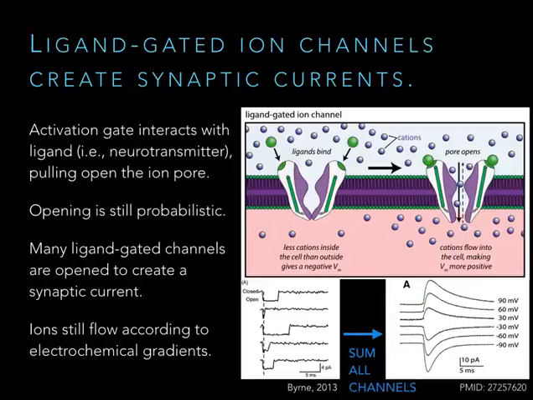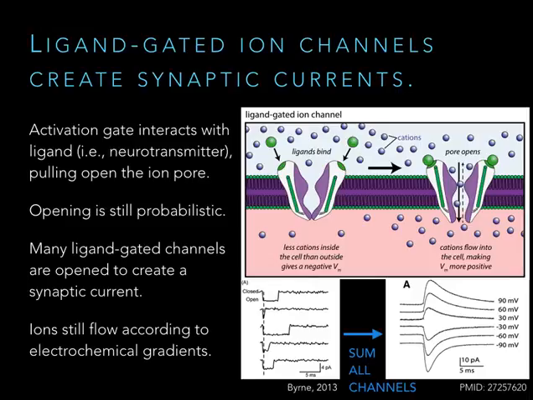Now, of course, there's ligand gating. Okay, the activation gate can be triggered by the binding of ligands. And that's all neurotransmitters are. They're just little chemicals that come and bind to receptors. And when they do that, that essentially pulls open the ion pore. Now remember, it's probabilistic, okay? It's not that they all open simultaneously and stay open as long as the ligand's there. When the ligand's bound, it's more likely that the ion pore will be open, and then all of the individual ion channels will sum to create the synaptic currents that we see over there.